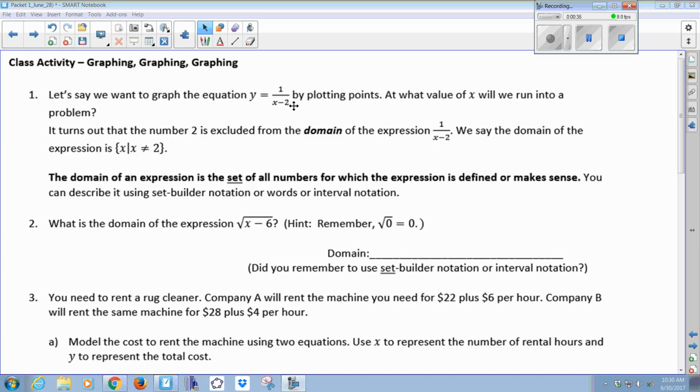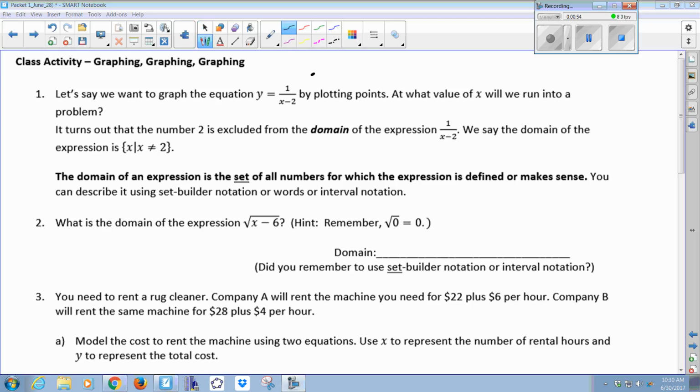by plotting points. So we let x take on a value and we find y, and we do something very similar to what we did in the preview activity. But it turns out if we were to let x equal 2, then we would be dividing by 0. So for example, if we let x equal 2, then our equation would look like this. And there is no number that defines this division. There's no number that defines 1 divided by 0.